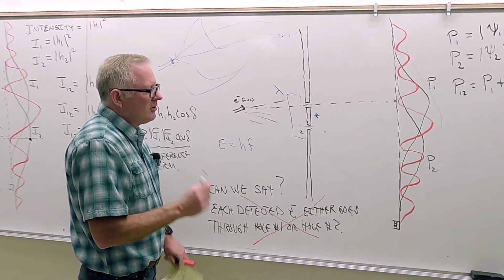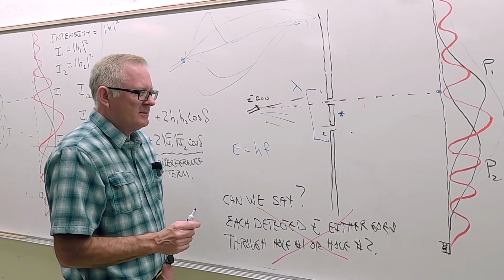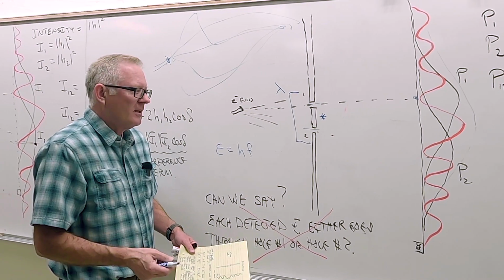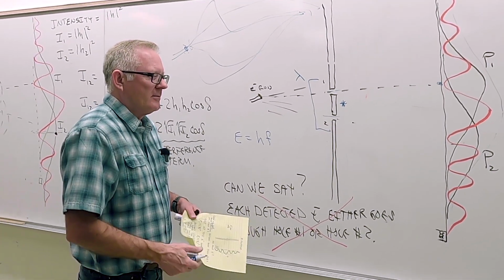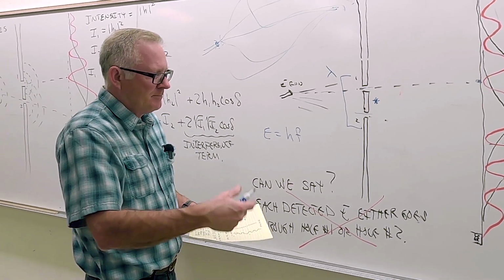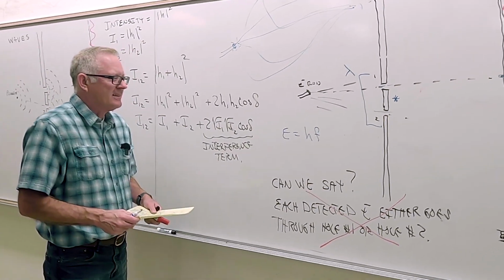So it looks like electrons and photons are exactly the same thing. They both do exactly the same thing. They both travel like a wave and are detected as a particle, except photons go at the speed of light and have no mass. But in terms of waves and particles, they act exactly the same.